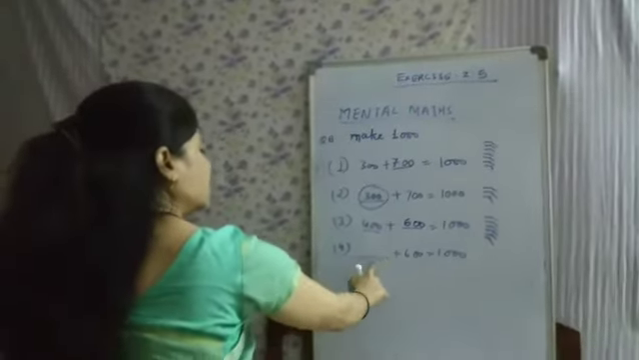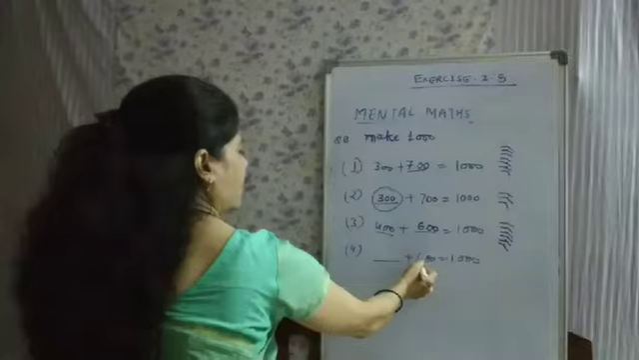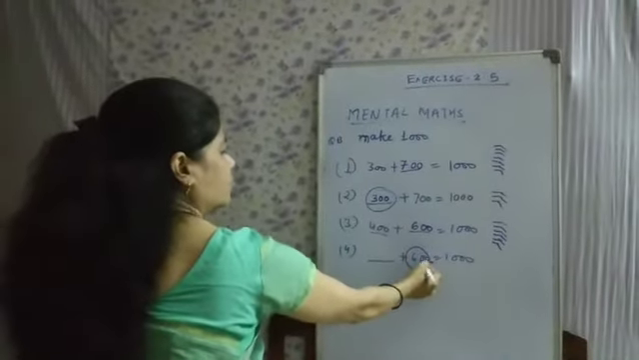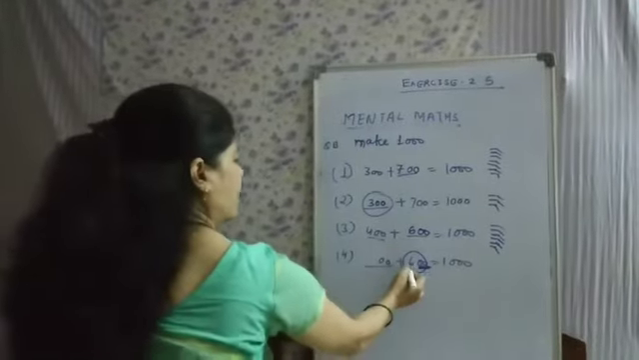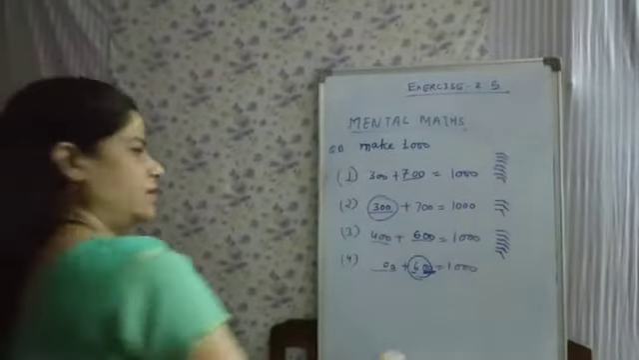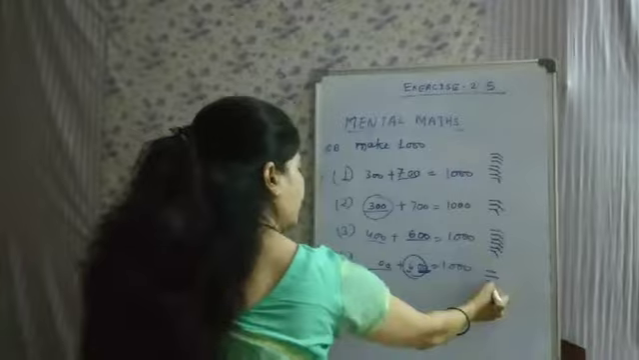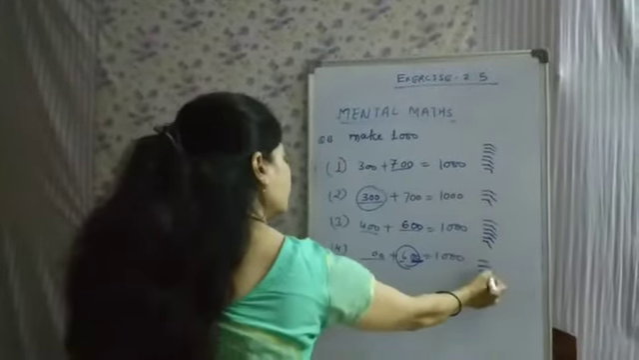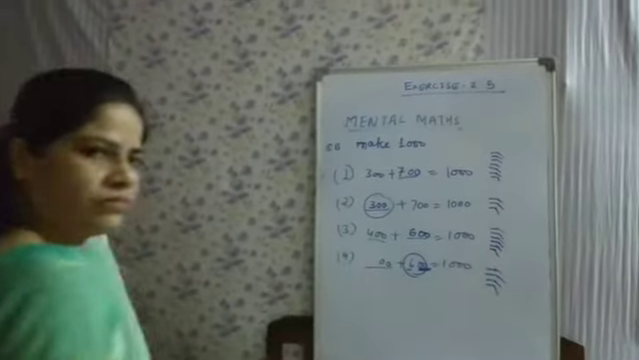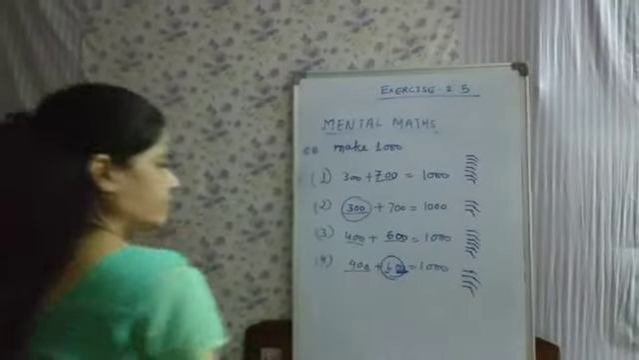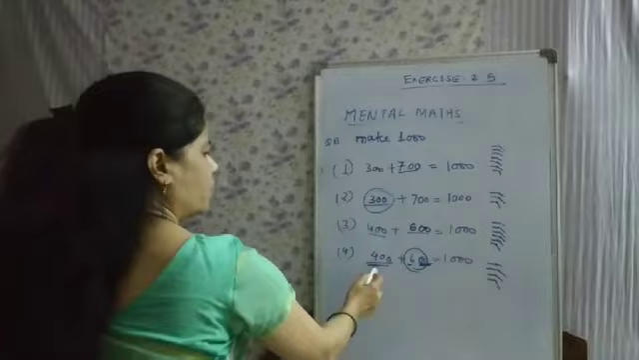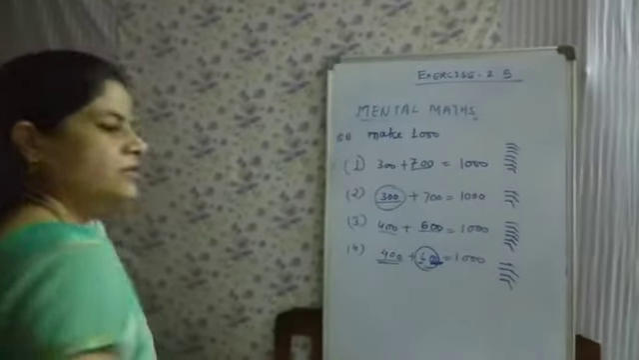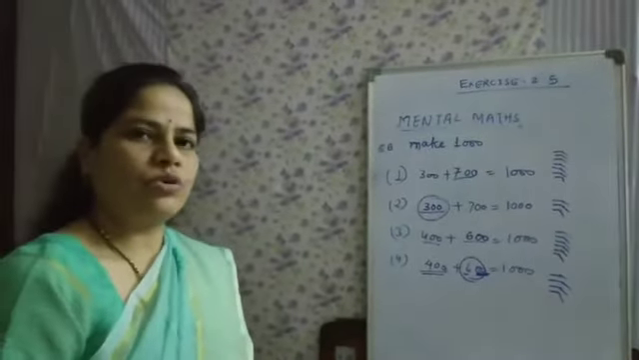Now last is dash plus 600. How many zeros in 600? 2 zeros. So write 2 zeros in blank. And after 6 you have to count up to 10. 7, 8, 9, 10. How many lines you get? 1, 2, 3, 4. So write 4 here. And what is the number? 400. When you add 400 and 600, you will get 1000. So this way you have to do both the questions.